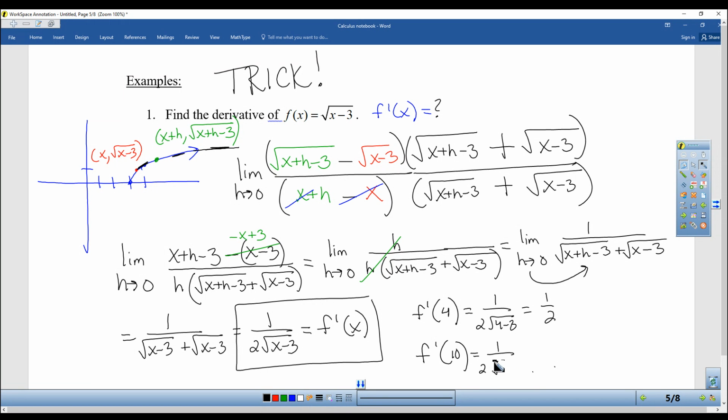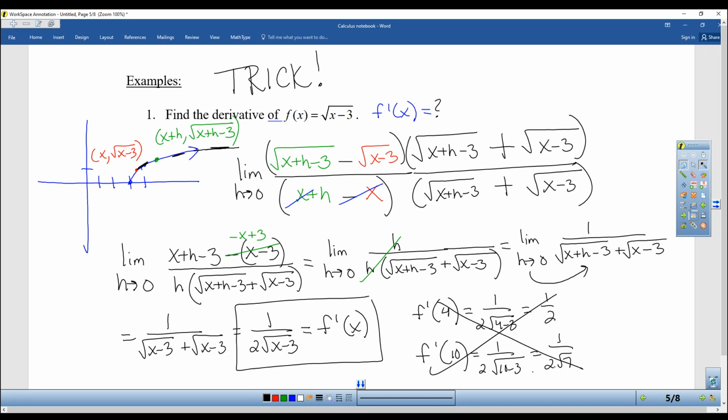1 over 2 square roots of 10 minus 3. I have no idea what that is, but it doesn't really matter. The bottom line is it's 1 over a number, so it's going to be pretty small. This is not required. I'm just always trying to make sure you understand what we're finding, because it is going to be the key to the rest of the year. A derivative is a formula for the slope at any point.